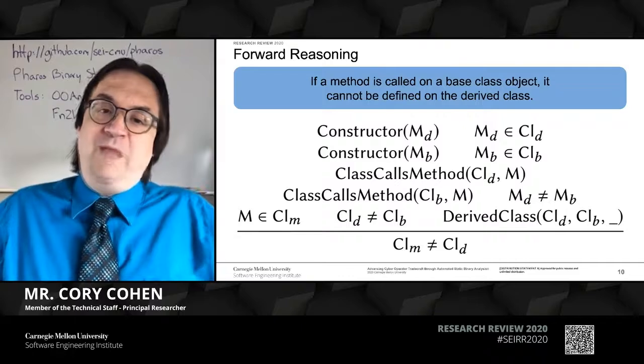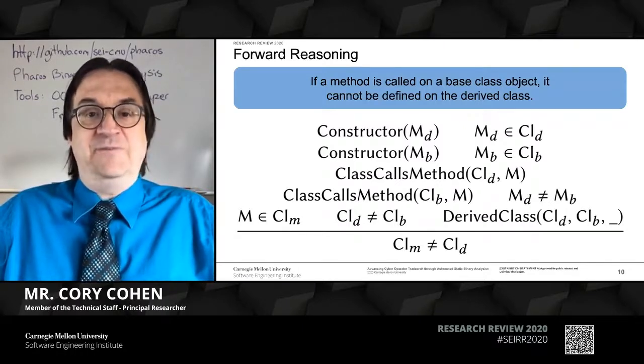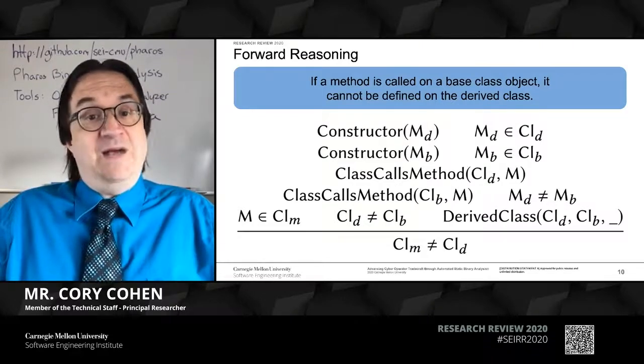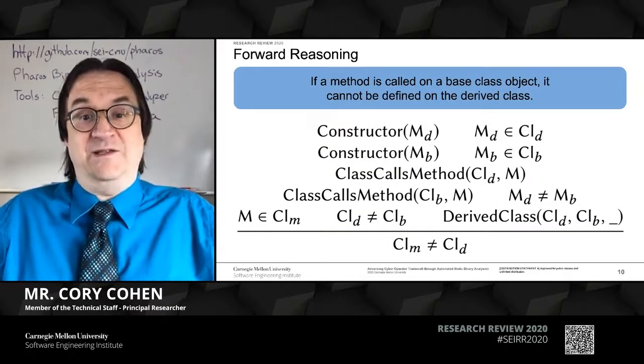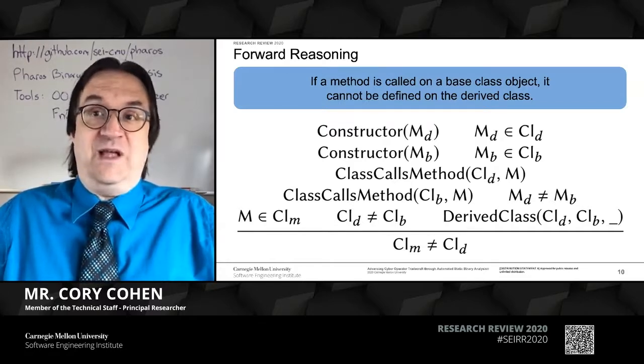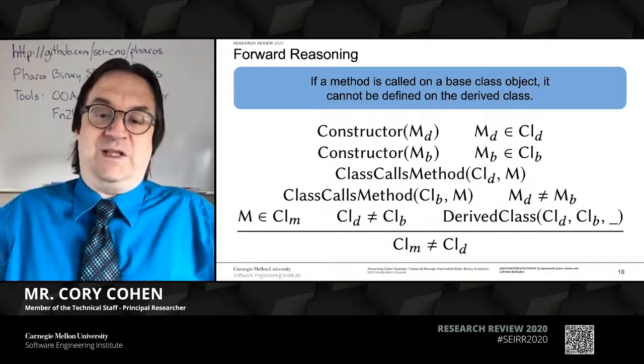But you might be inclined to think that the right thing would be to say, well, then the method must be on the base class. Turns out that's not actually correct, because it might be on the base class or any of the base class's ancestors. Instead, you have to say simply that the method is not on the derived class, and then let a later rule sort out which base class it's on.